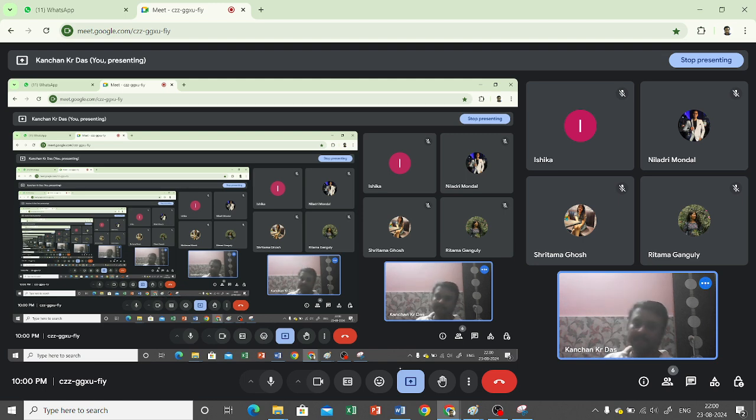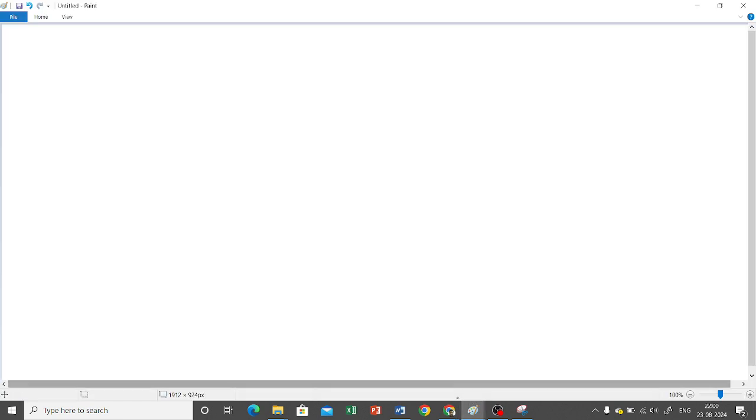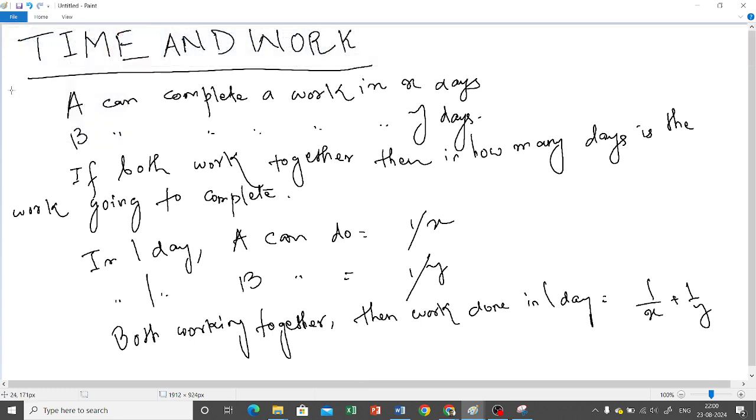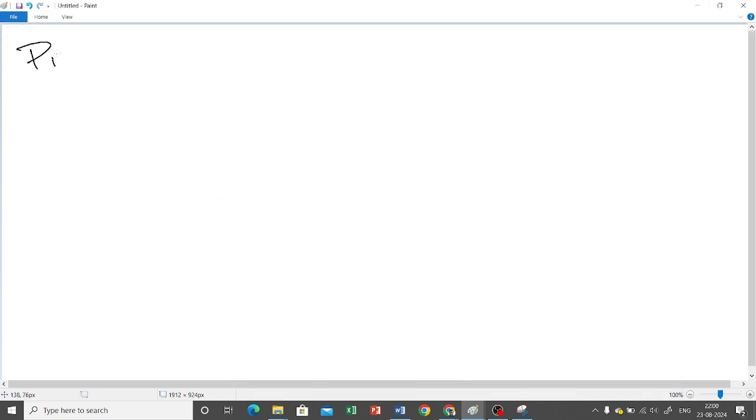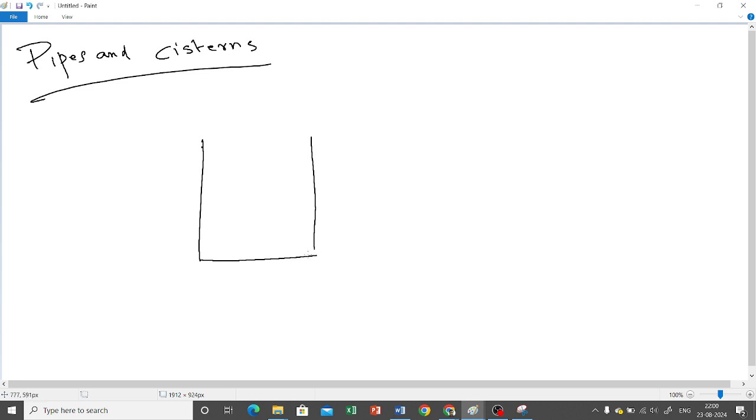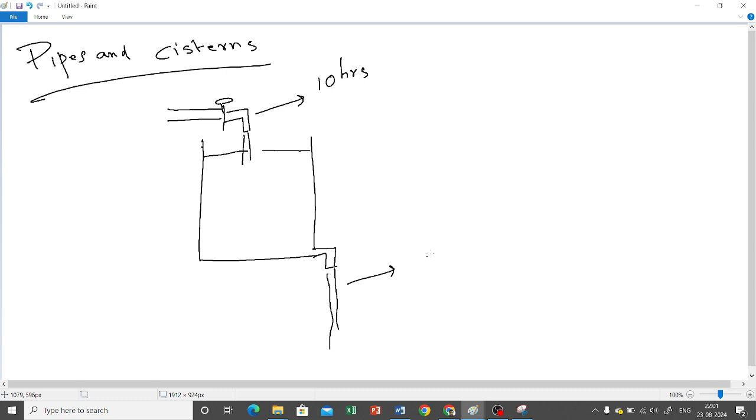In case of pipes and cisterns, a very important concept. Say for example there is a tank or cistern which has a pipe that empties the tank at a certain rate, and there is another which is filling the tank, right? This particular tap can fill the tank in 10 hours. This particular tap can empty the tank in 5 hours.